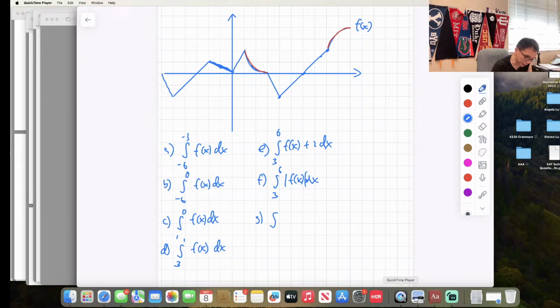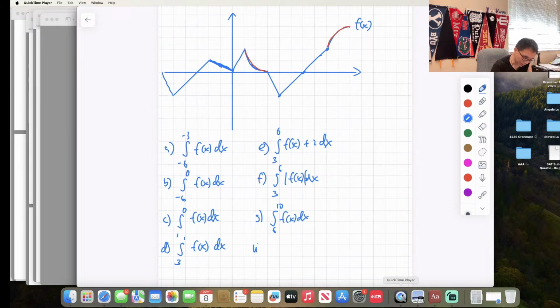G, what's the integration from 10 to 6 of f of x dx? H, can I ask you what's the integration from 0 to 1 of f of x plus 2x dx? Okay, 6 to 10. And what's the integration from -2 to 6 of f of x dx? So you have to know all the properties.